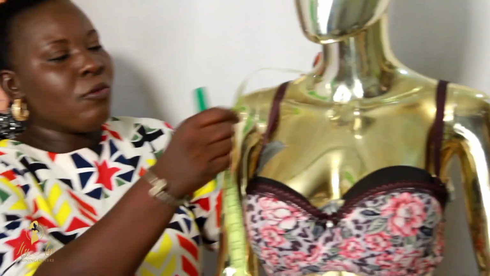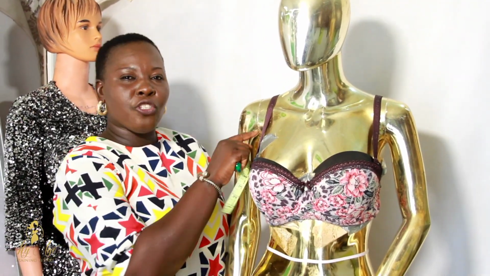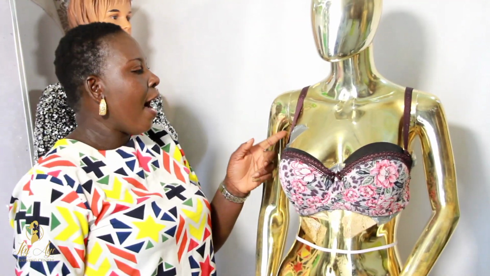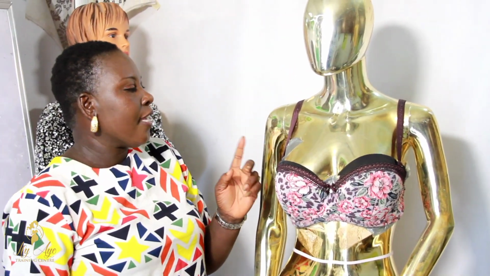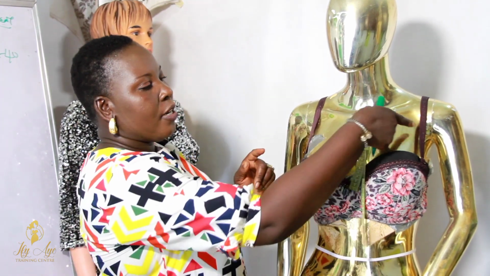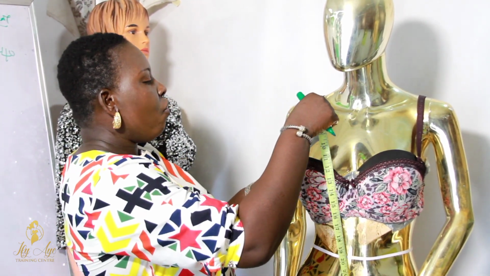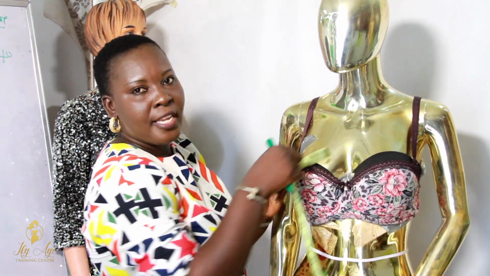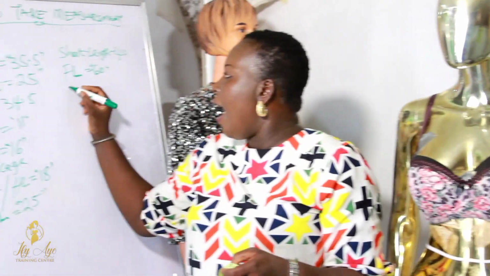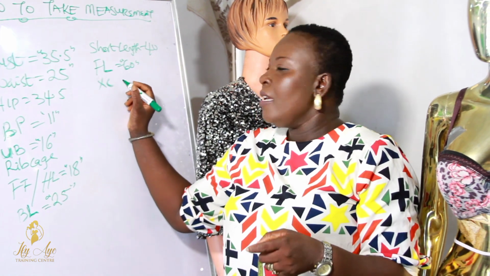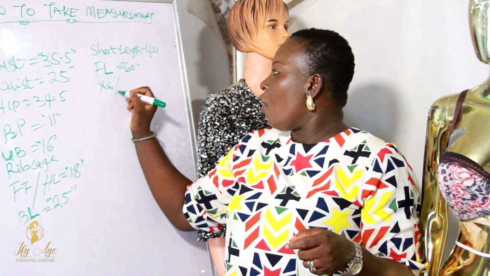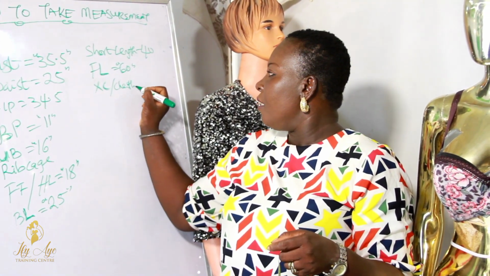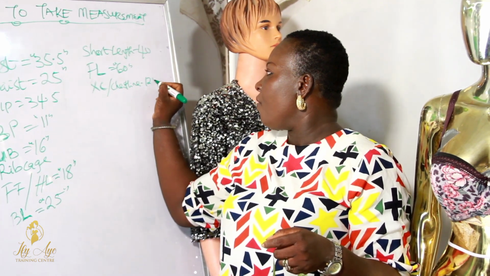Then the next measurement you will take is your across chest. Your across chest is taken from one armhole to the next armhole. That's how to take your across chest, and it's labeled XC. You call it across chest or chest line, which is 12 inches.